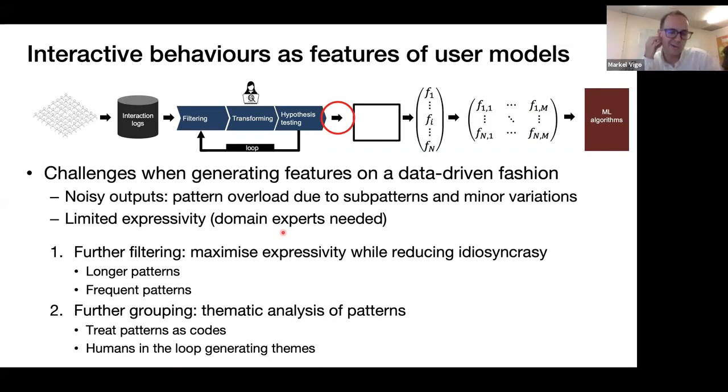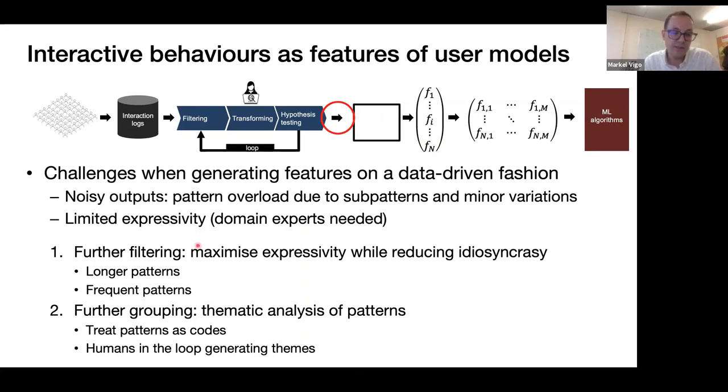And also, again, we still have some problem with the limited expressivity problem, right? We still have sequences of events associated with a timestamp happening in particular locations of the user interface. If you don't have a domain expert involved, it's very difficult to interpret the patterns, right? So you need someone there to try to understand what's going on. So a two-step method here that involves humans in the loop in the pipeline in between the generation of patterns and generation of the features of the models.